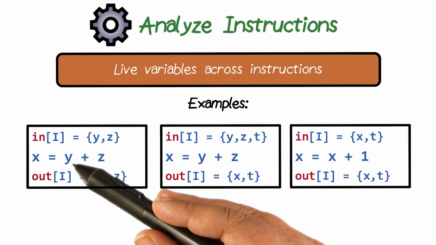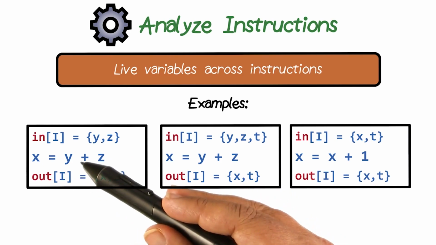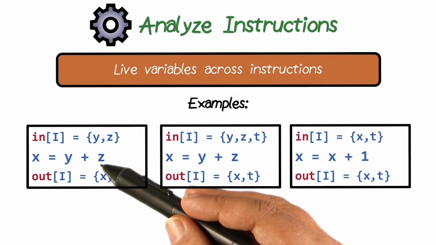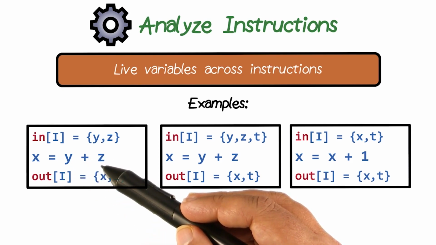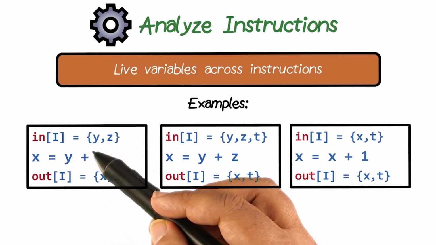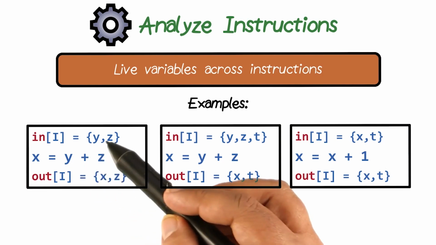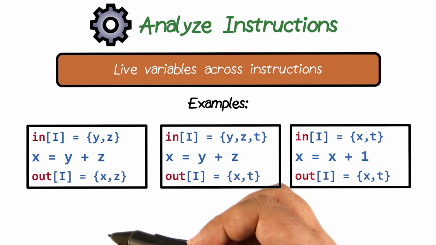What is the use of a variable? It is being used in terms of computing values from it, such as in the right hand side of this sub-expression. So y is being used, z is being used, and x is being defined. So if you answer the question in terms of which are the values which are being used after this particular program point, the answer is y and z, and therefore y and z are live at this particular program point.